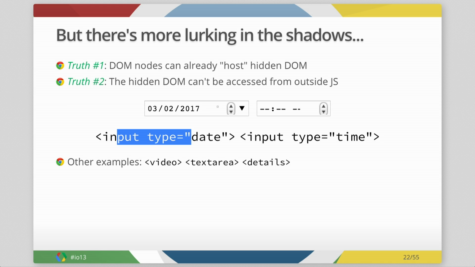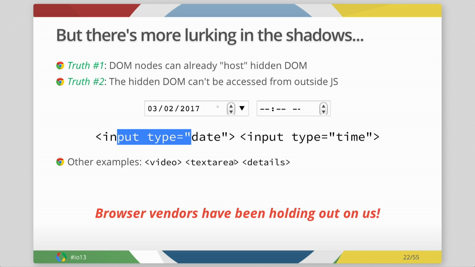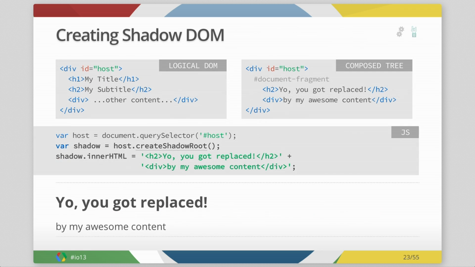And there's other great examples. Video tag has all these buttons and stuff and sliders, really cool. Text area has a shadow DOM, details has a shadow DOM. So all in all, the browser vendors have been holding out on us. Shame on them. But now they're exposing this to us. They're exposing the ability to create shadow DOM.